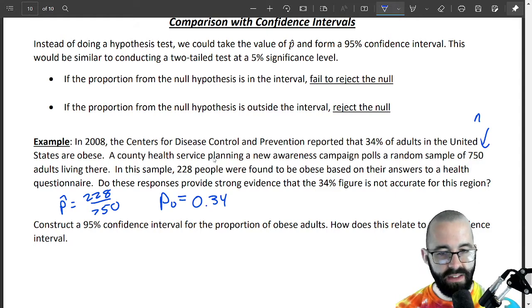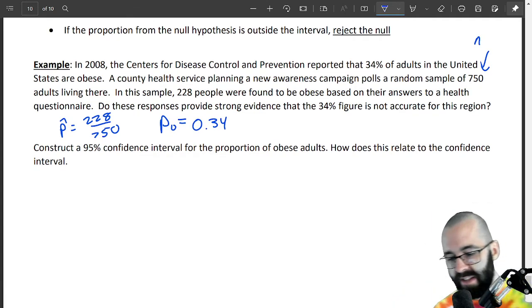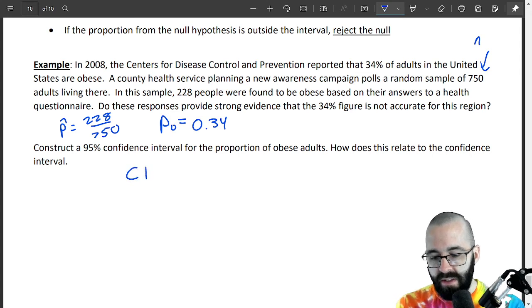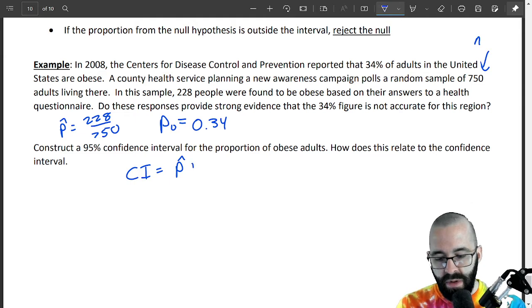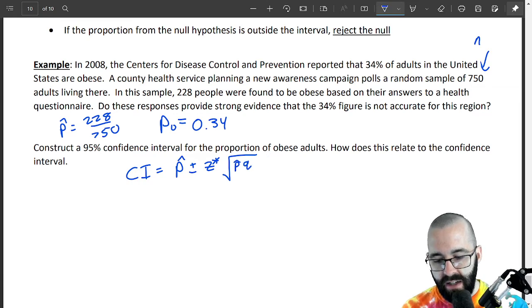So again, we could do a hypothesis test, but let's use a confidence interval. Construct a 95% confidence interval for the proportion of obese adults. So our confidence interval is going to be centered at our sample p hat, plus or minus z star, our critical z-score, times the standard deviation for that sampling distribution. It would be a good idea to check that we can use the sampling distribution with the central limit theorem, but we're going to skip that here. Square root of p hat, q hat over n.